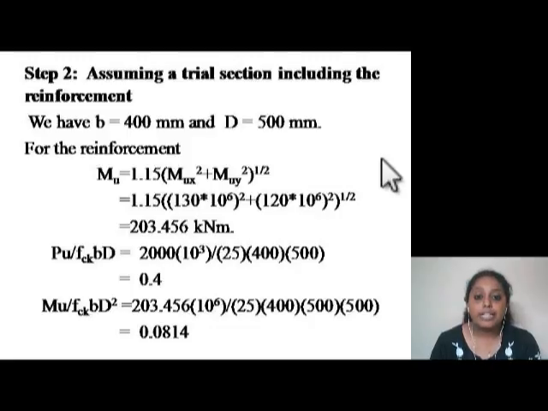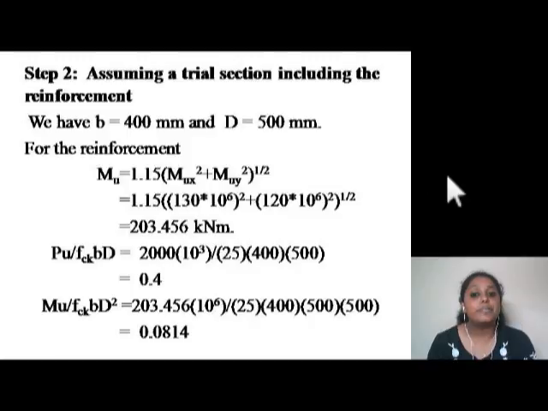We have to substitute that. We got the MUX and MUY: 1.1 into 130 into 10 power 6 the whole square plus 120 into 10 power 6 the whole square, the whole raised to 1 by 2. That's equal to 203.456 kilonewton meter.